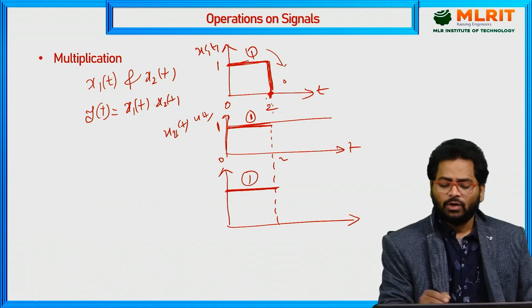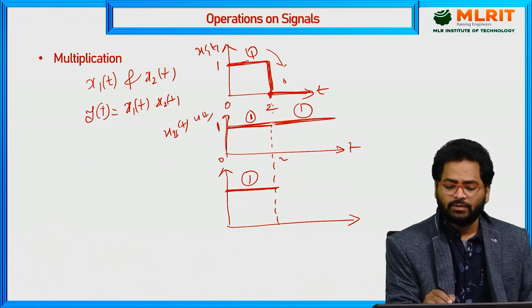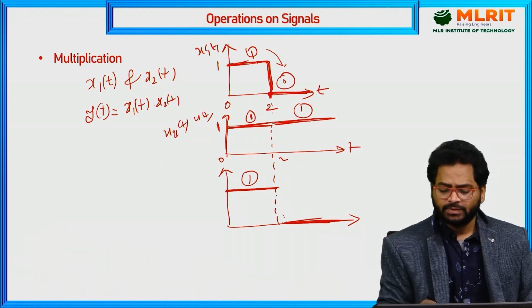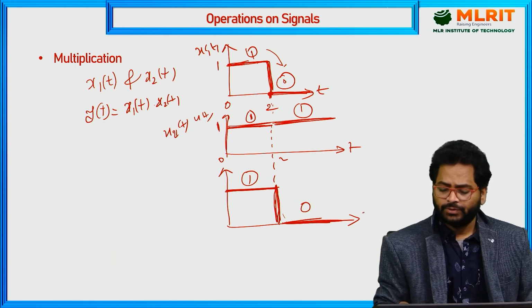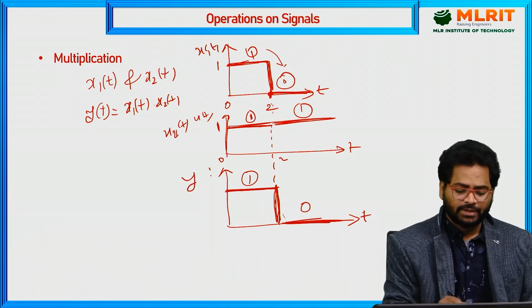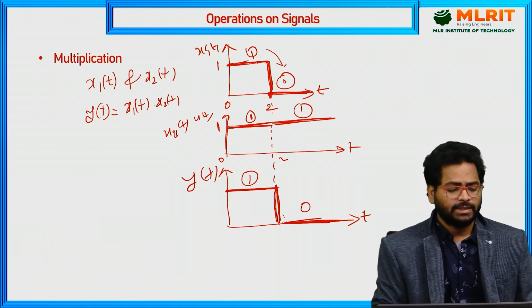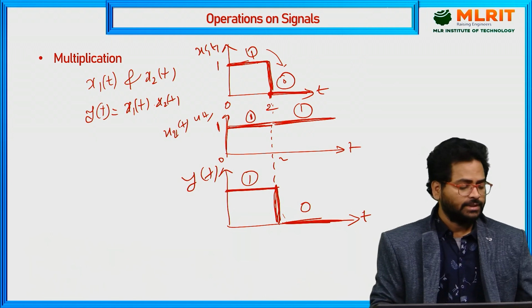Amplitude is 1. After that, you will have the amplitude is 1 over here, and at this one you will have the amplitude is 0. Beyond 1, the amplitude is 0. So this is the signal, y of t. Like this, we multiply the signals x1 of t and x2 of t. This is about the multiplication of the signals.